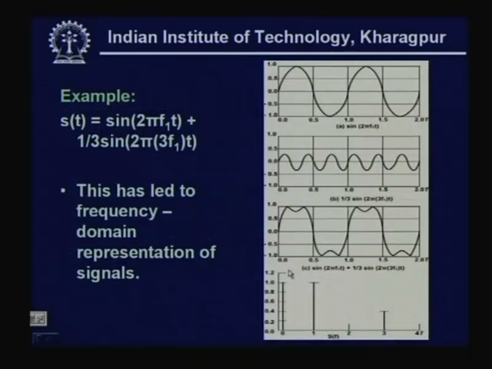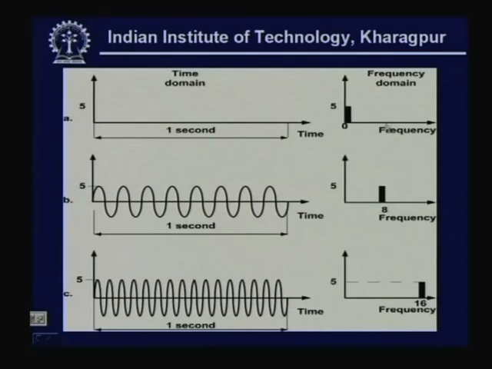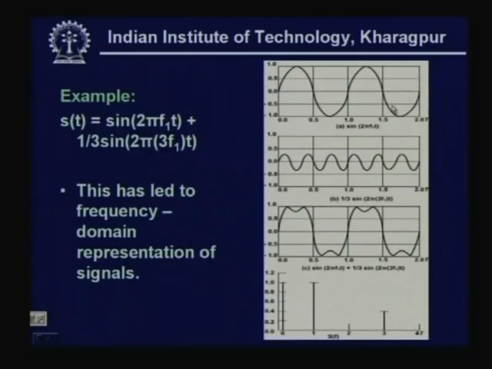Now, here is an example. Here we see a sine wave, sine 2 pi f1 t, having frequency f1. Here is another signal, as you can see, within this we have 3 cycles. So, it has frequency 3 f1. This frequency is 3 times that.